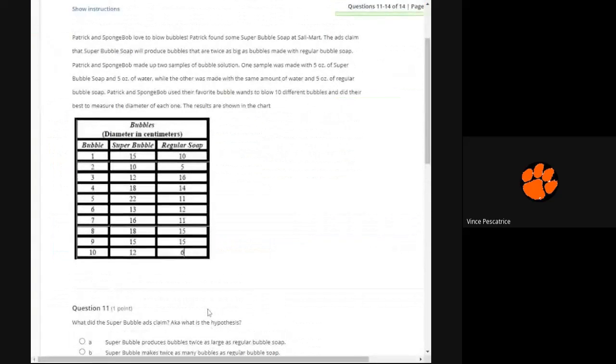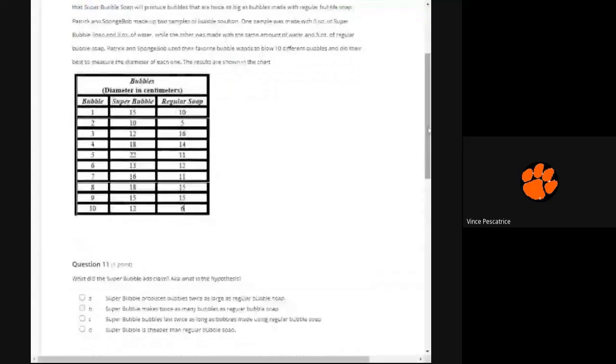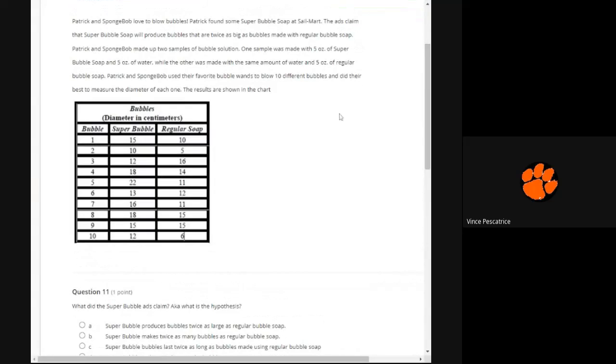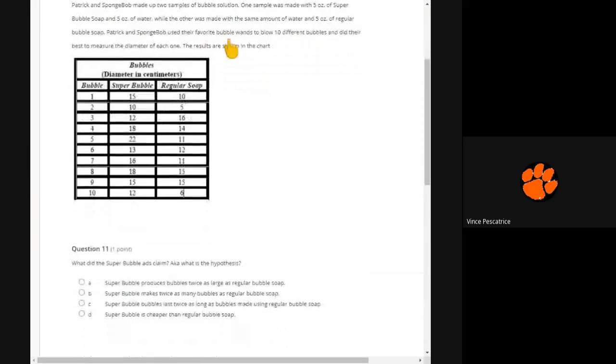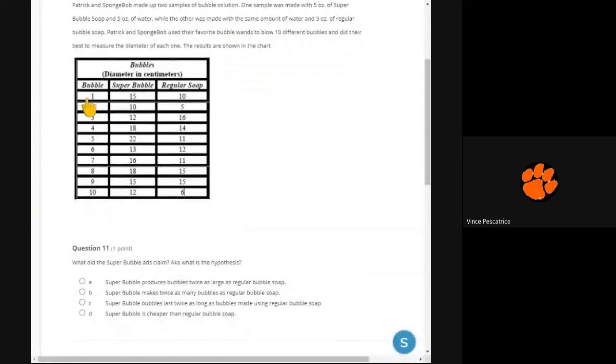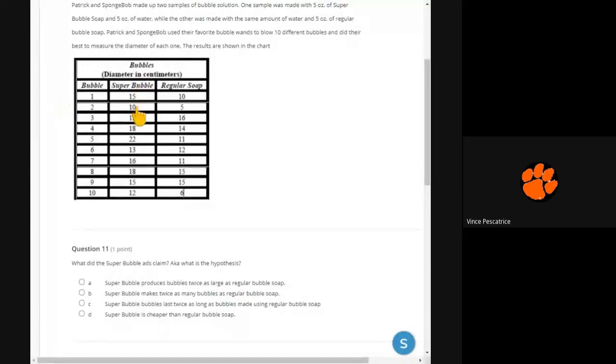All right, so this one is the last one. Some of you guys have already moved on to it, but the thing I want you to look at is after you read this, there's a chart that shows the diameter of each bubble that they blew. Now remember, the diameter is the distance across a circle. So it's how big the bubble is. And you have your super bubble diameters over here and your regular soap bubbles over here.